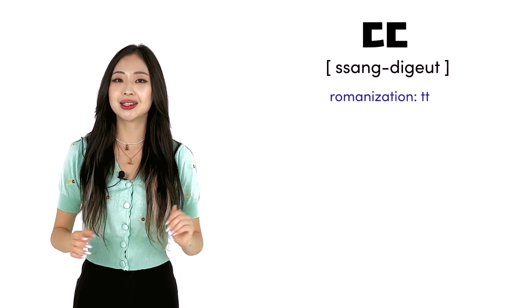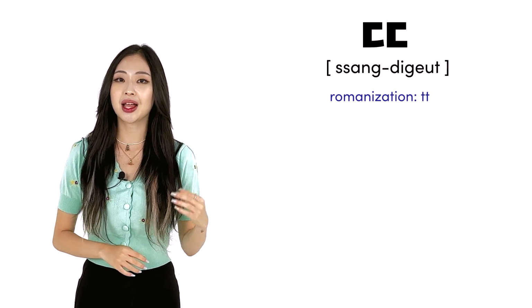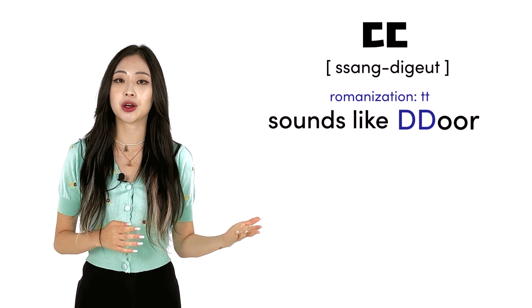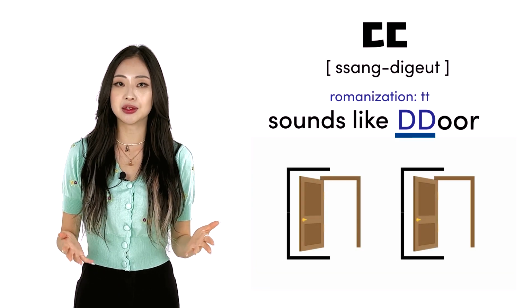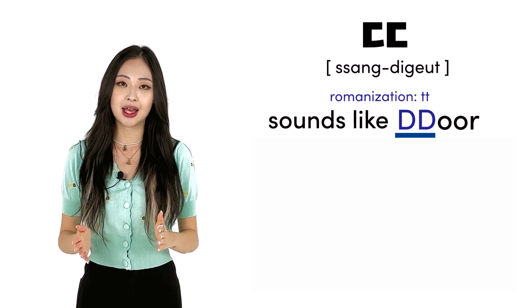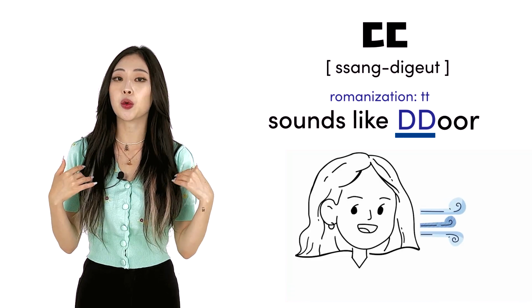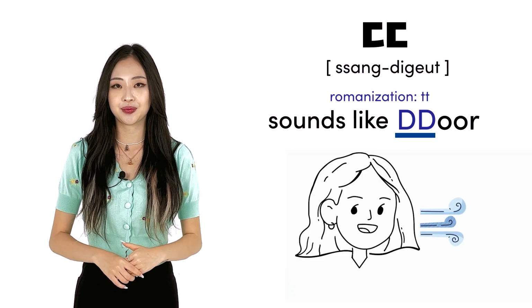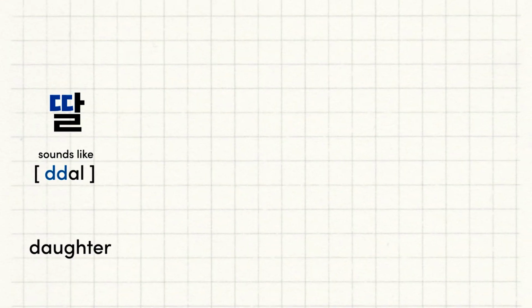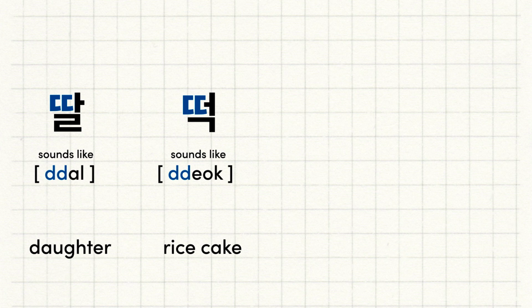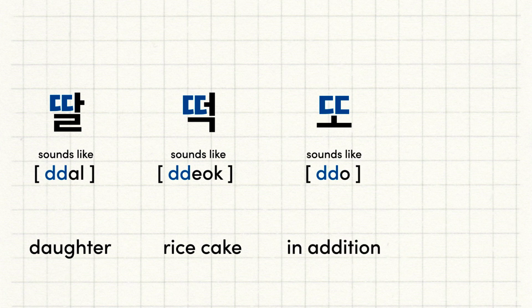The second letter is 쌍디긋. 쌍디긋 is a double 지긋. This means we'll have to double the D sound from the word door. That means you need to make a stronger D sound than you would with 지긋. You can think of this as pushing more air out when you say it. Here are some words that start with 쌍디긋. 딸, 떡, 도, 뜻.